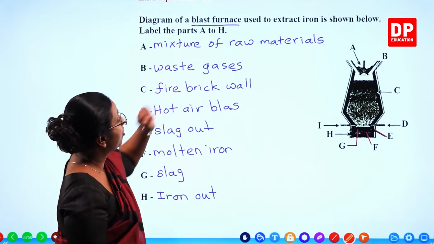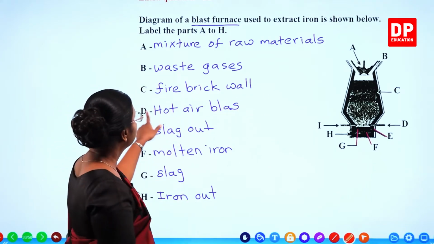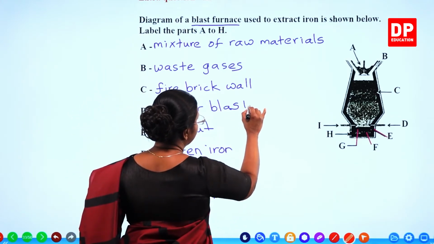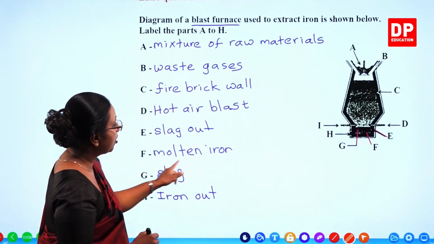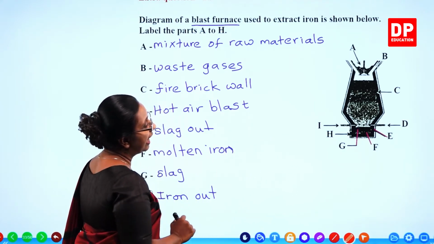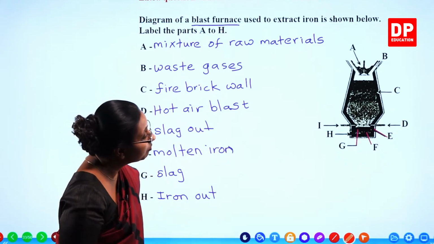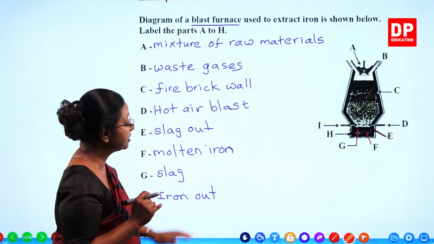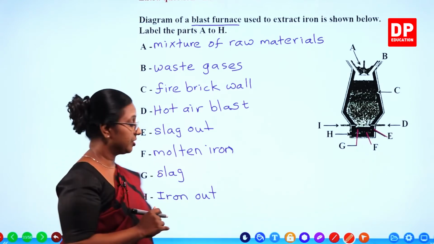From the top, the mixture of raw materials is fed. Then waste gases are removed from B. Fire brick wall is the wall. Then we have the hot air blast. Hot air blast is D. Then slag out is E. Molten iron is there at the bottom. Then slag is above that. And iron out is the bottom opening. So I am sure you also can label all these parts correctly, students. So with that, I will move on to the next question.